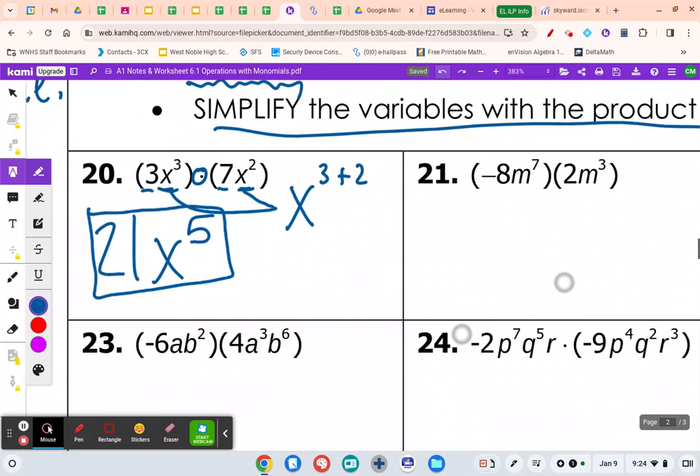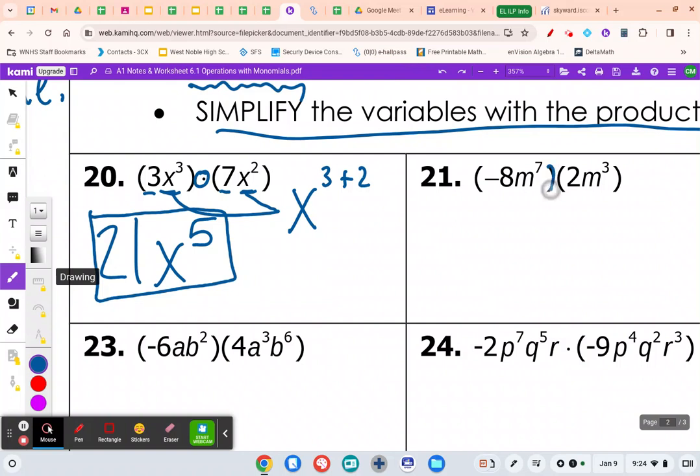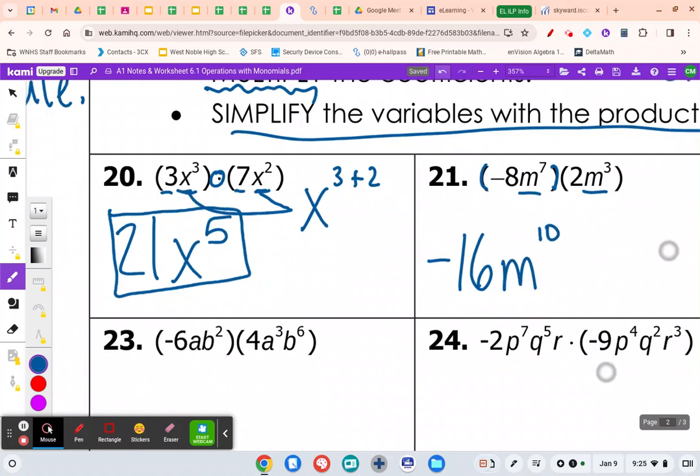Now let's look at 21. It looks a little bit different. There's no dot in between to signify multiplying, but if two parentheses are smushed up by each other, that means they're being multiplied. So take negative 8 times 2, that's negative 16. And then for the product rule, you take 7 plus 3. That's m to the 10th. And you're done.